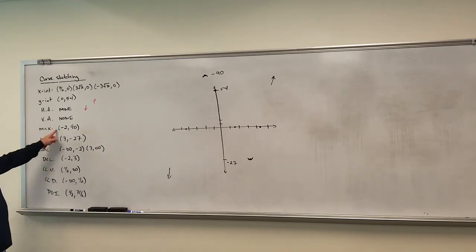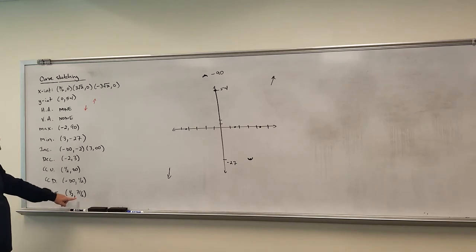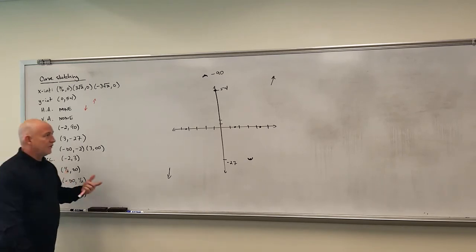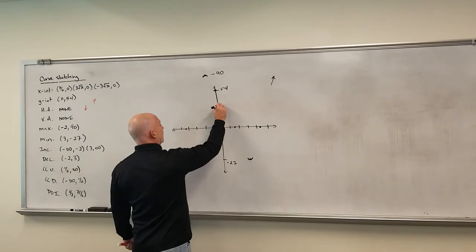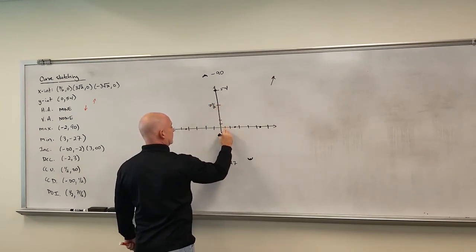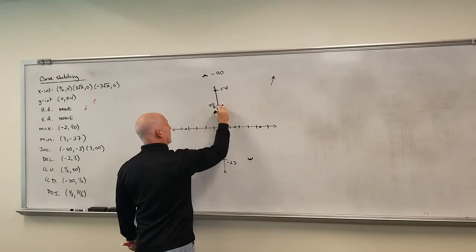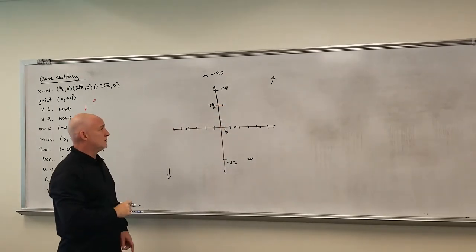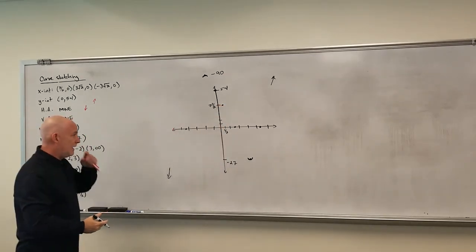Any other points that I know? Yeah, I know a point of inflection at 1/2, 71/2. That's about 35/2. So somewhere right here, I'm going to go 71/2. And at 1/2, right about there, it's a point of inflection, which means I need to change my concavity.